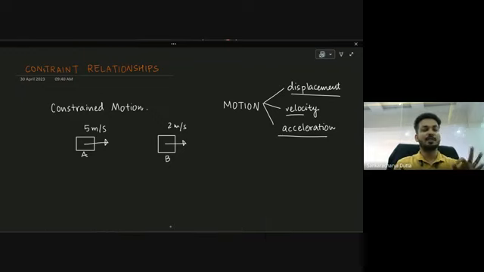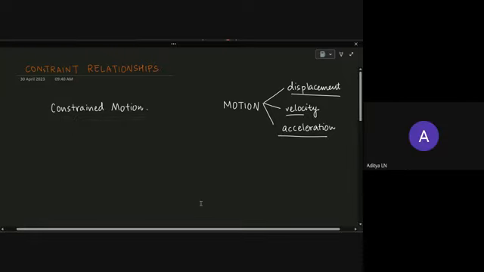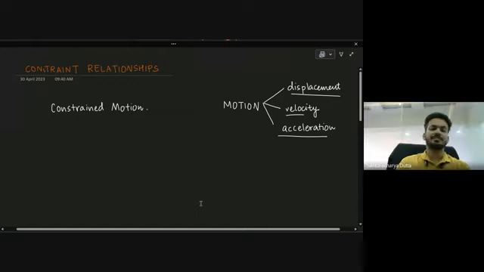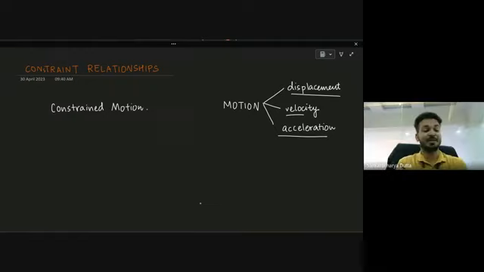There are two blocks kept on the table separately. A is moving with 5 meters per second, B is moving with 2 meters per second or 3 meters per second, whatever velocity. So there is no relationship between VA and VB. There is no relationship. Sir, if they're on the same line, they'll eventually meet, right? Yeah, they will. Then there will be constraint, but not that far down the line. I was talking about that particular instant. There was no constraint because of A or B.